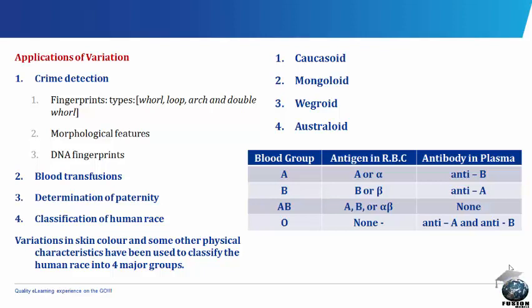The Caucasoid are the light-skinned people, example the Europeans. The Mongoloid are the yellow-brown skinned people with straight hair and moderately broad nose, the Chinese and the Japanese. The Negroid are the black-skinned people with woolly hair and broad nose. Examples are the black Africans and Afro-Americans, which could also be called black Americans. The Australoid are the brown-skinned people with curly hair and moderately broad nose. Example, Australian Aborigines. Variations in skin color and some other physical characteristics resulted in classifying human race.